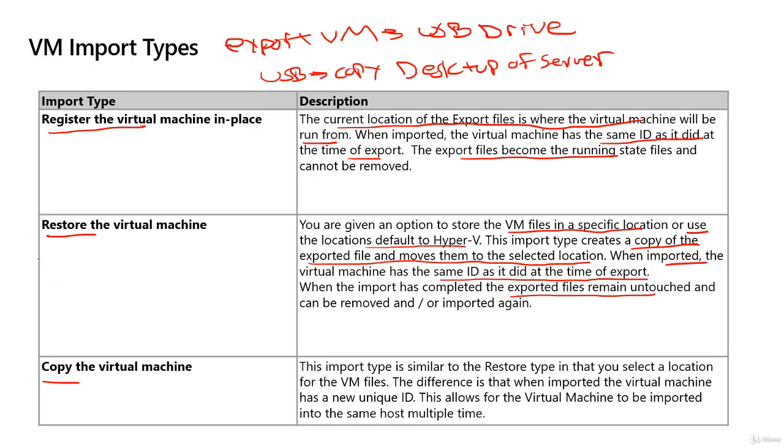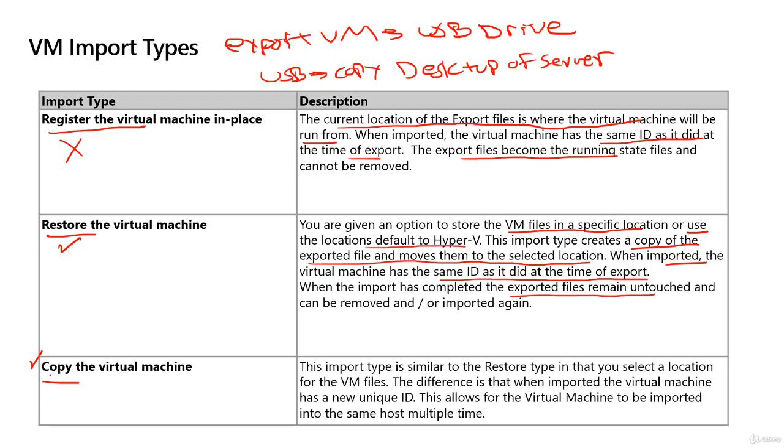Now, the default location in Hyper-V is through your C users public folder. The only time you would do register is if you copied all the files to the correct location on the Hyper-V server itself. I would never do that, because you have to put the VM files in the right folder, the virtual hard drive in the right folder. It just creates more work. You just restore it, and it's going to create all the files in the correct location where they belong, and you don't have to worry about it. So that's, in my personal opinion, my preferred option.